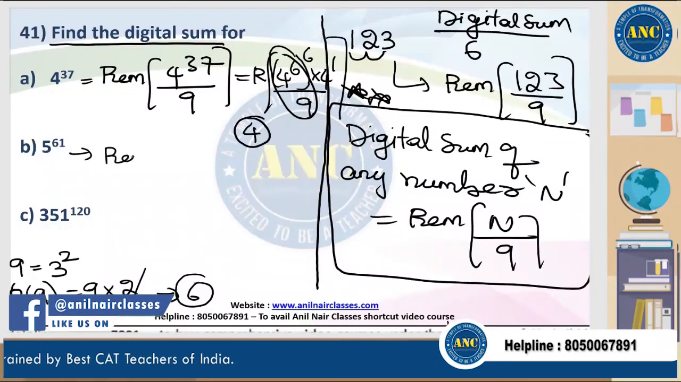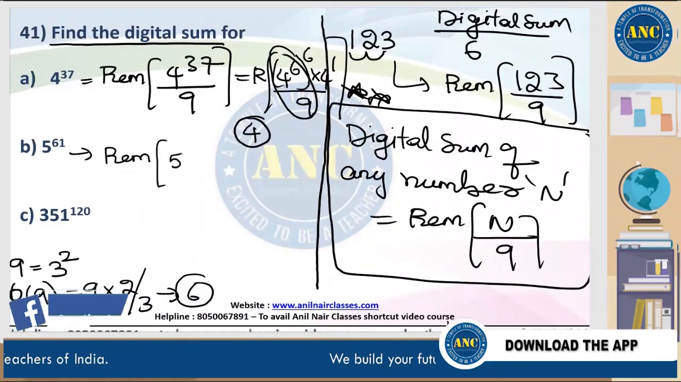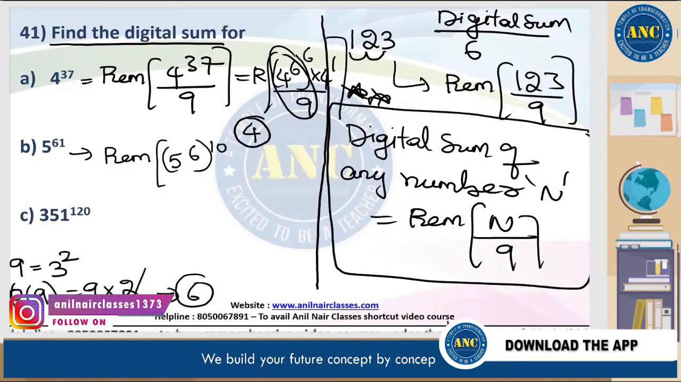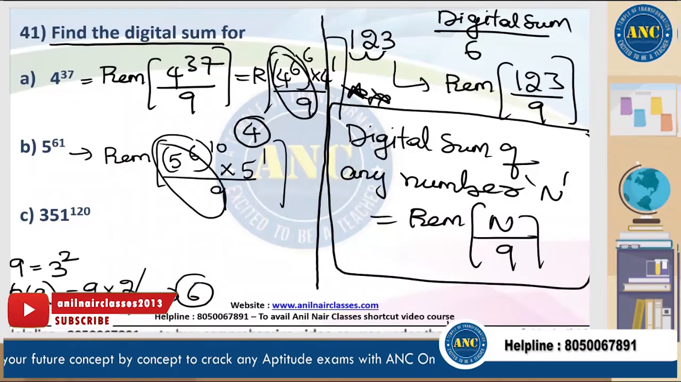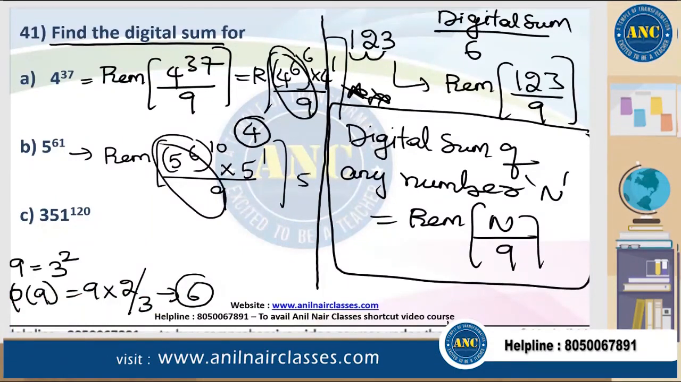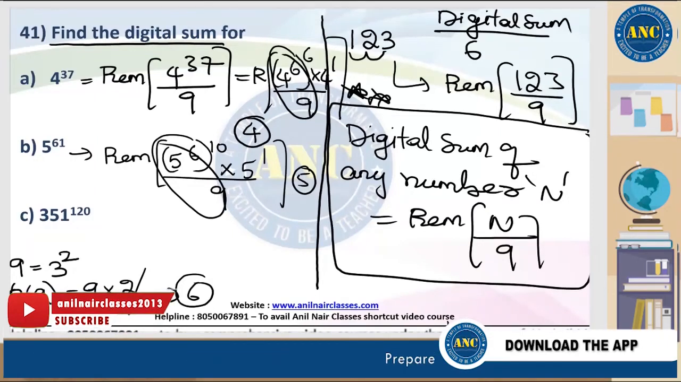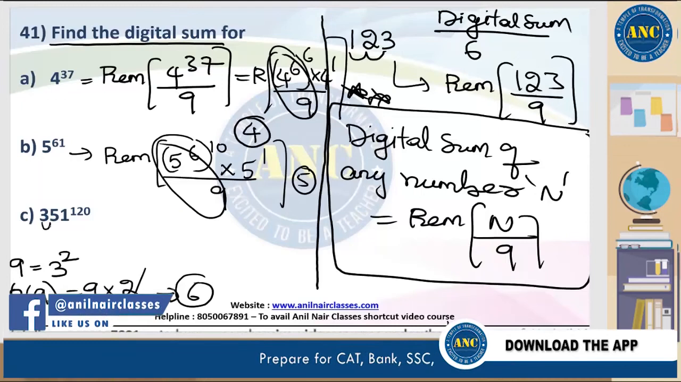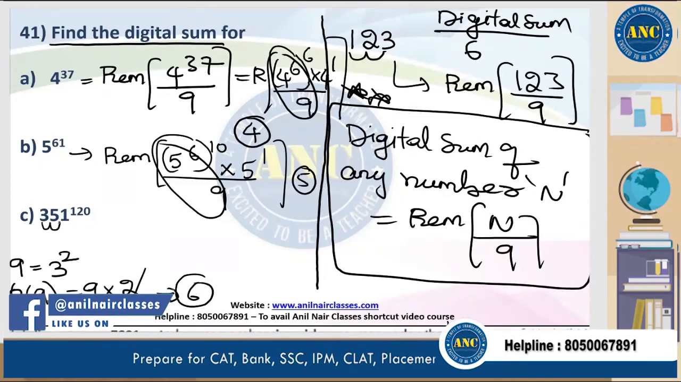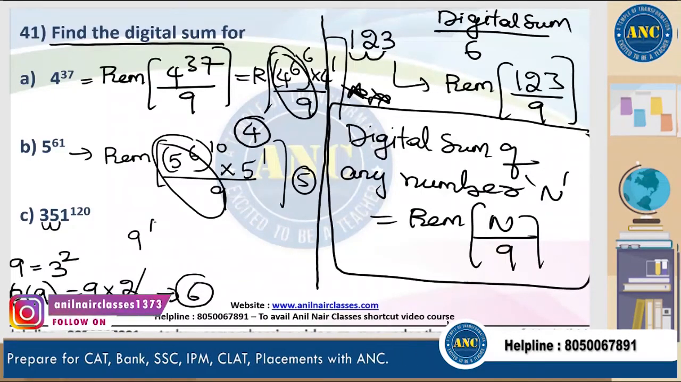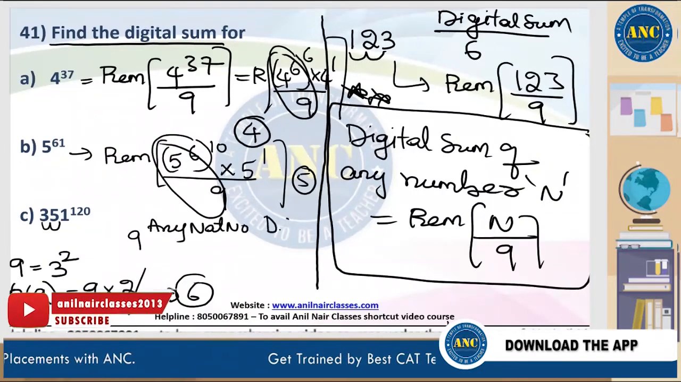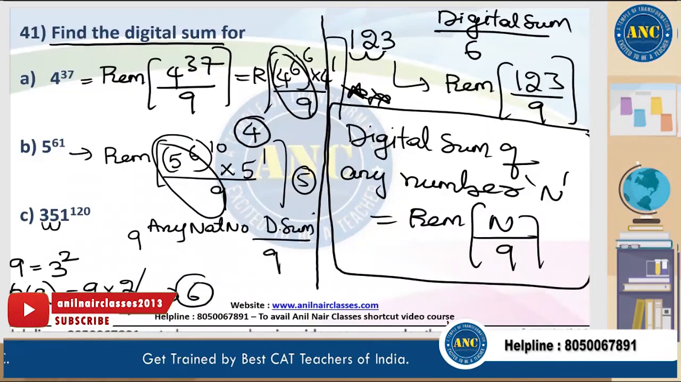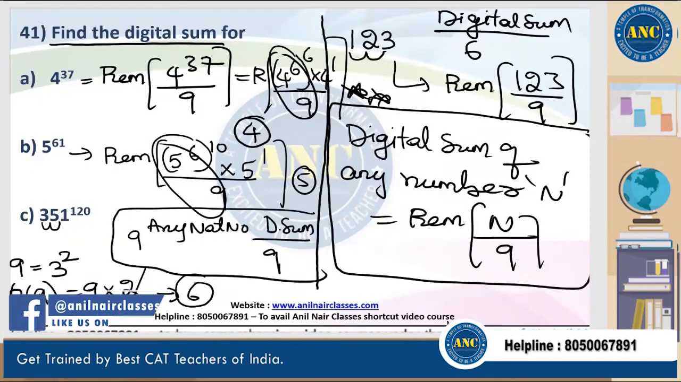5 power 61. 5 power 61 is 5 power 6 power 10 into 5 power 1 divided by 9. This is nothing but 1. 5 divided by 9 is 5. I hope the idea is clear. Answer is 9 for the second question. Third question you don't need to solve. 3 plus 5 plus 1 is 9. 9 power any natural number, digital sum is 9.